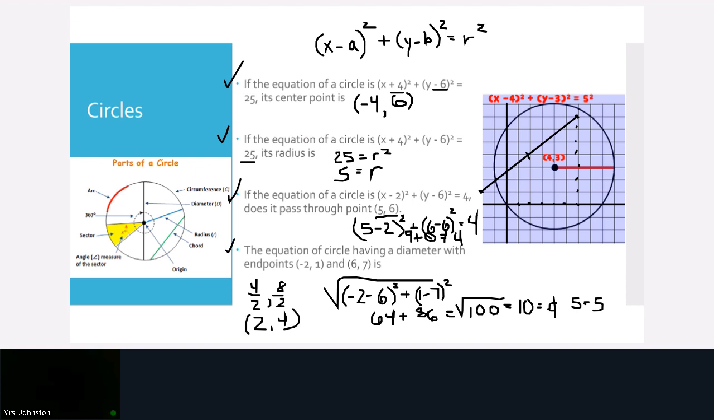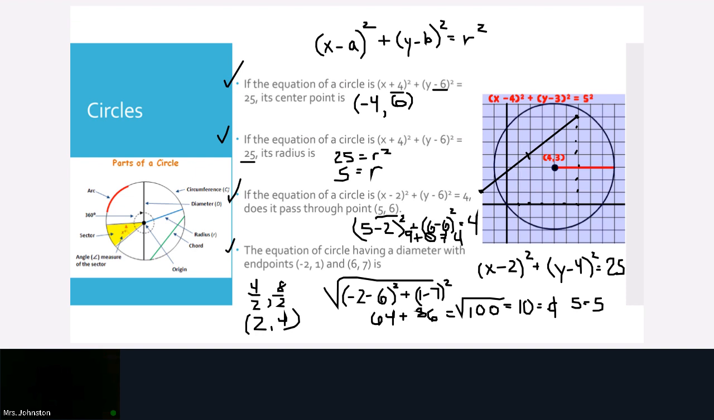Now I can set up my formula. (x minus 2) squared plus (y minus 4) squared equals the radius squared, and the radius is 5, so the radius squared will be 25. So this is the equation for this circle: (x minus 2) squared plus (y minus 4) squared equals 25.